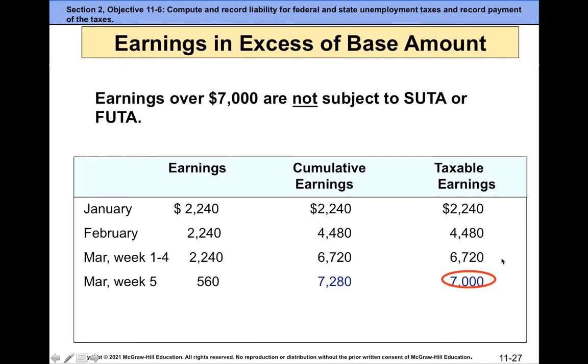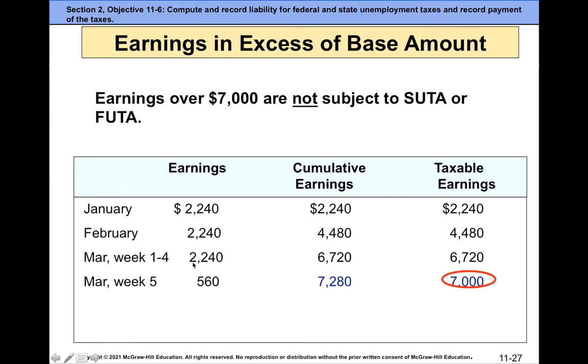I do want to go to the previous slide. So, as I said, earnings over 7,000 are not subject to SUTA or FUTA. This is the so-called unemployment cap. So if I have an employee and he makes $2,240 per month, I have to keep track of his cumulative earnings, right? By the end of January, everything is taxable for unemployment because he's below 7K. February, he makes another $2,240, so his cumulative is now $4,480. The entire amount of his gross pay is taxable.